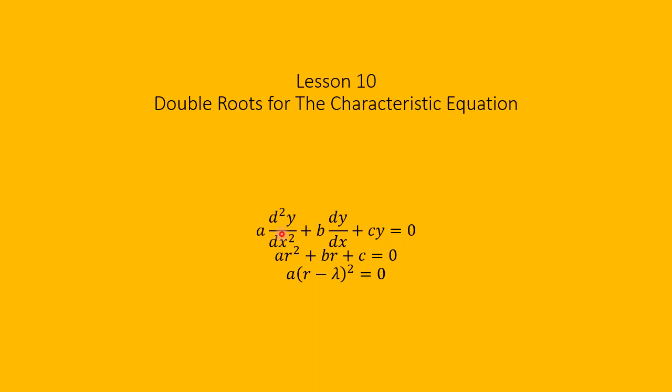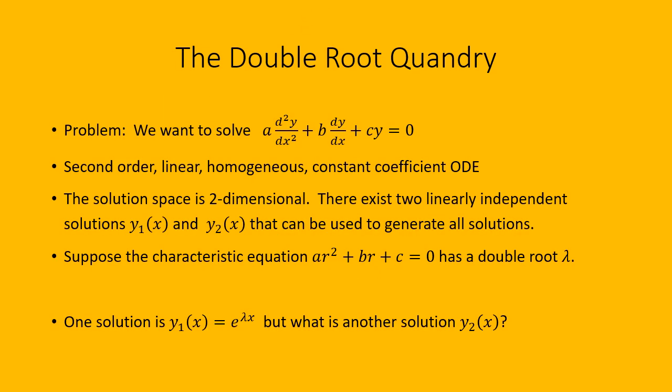We saw that for this we can get a characteristic equation by letting y equal e to the rx. And that characteristic equation is a quadratic equation in r. What happens if that characteristic equation has double roots? Let's look at the quandary of having a double root for the characteristic equation.